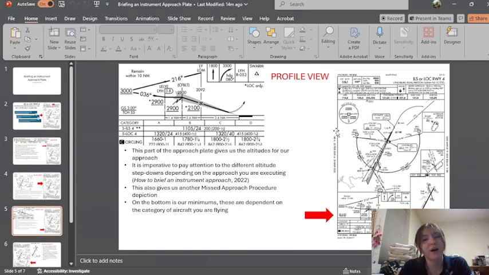And then next we're going to have our profile view, and this is below our plan view. This gives us altitudes and crossing fixes and stuff like that, and where we're going to intercept our glide slope, and it gives us our minimums as well. This also gives our missed approach procedure again, in a visual way. And then on the bottom are our minimums, so depending on which approach we're doing, whether that's the ILS, localizer, or circling, our minimums are going to be different, and depending on our category, it's going to bring us either lower or higher.